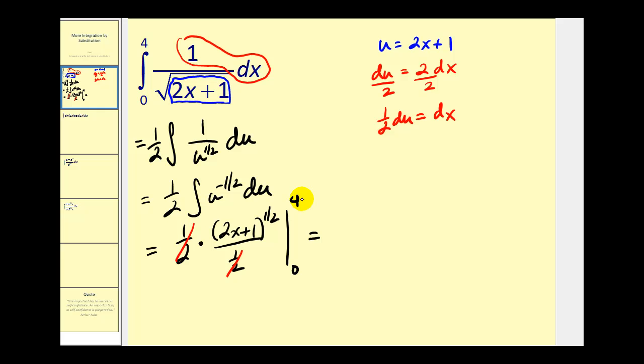So we'll first replace x with 4. 2 times 4 plus 1 would be 9. So 9 to the 1/2 minus 2 times 0 plus 1, that will be 1 to the 1/2. Well, the square root of 9 is 3, the square root of 1 is 1, so this is equal to 2. Let's go ahead and take a look at another one.